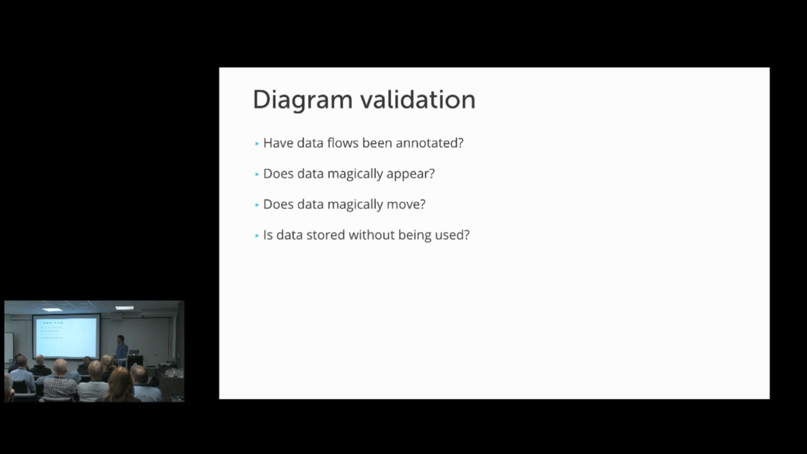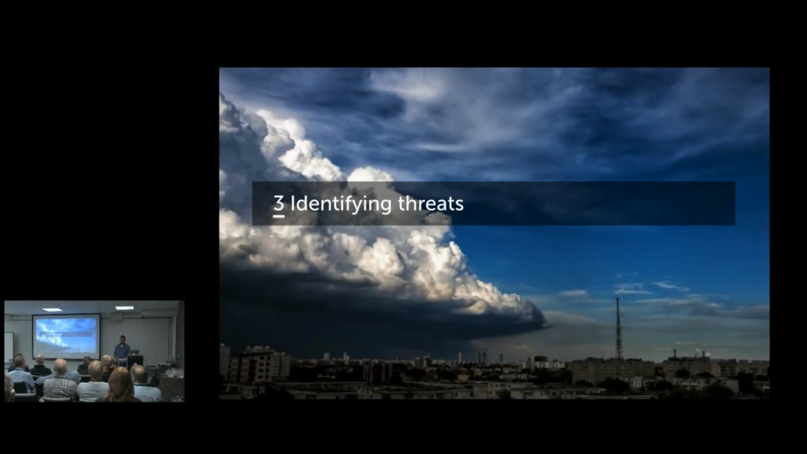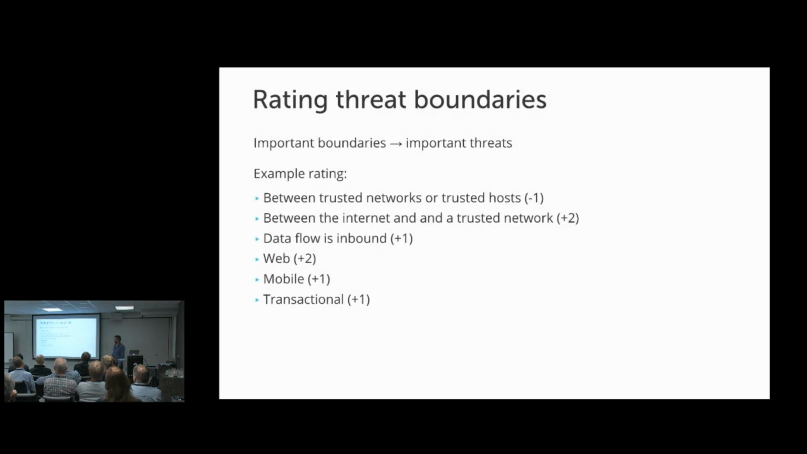Now, once we've drawn out this stuff, we need to start identifying the threats, because that's the important part here. The goal of this exercise is to find the problems that we might have in our system. So the first thing we can do is to try to rate the threat boundaries. The reason we rate the threat boundaries is that the most important threats are usually amongst the most important boundaries. So this is just an example rating.